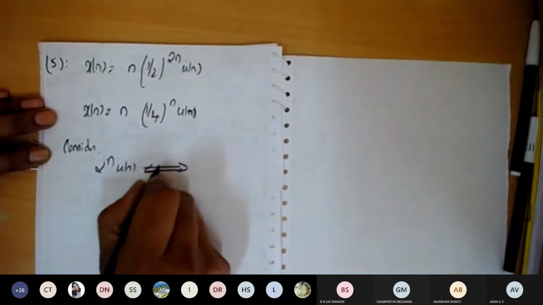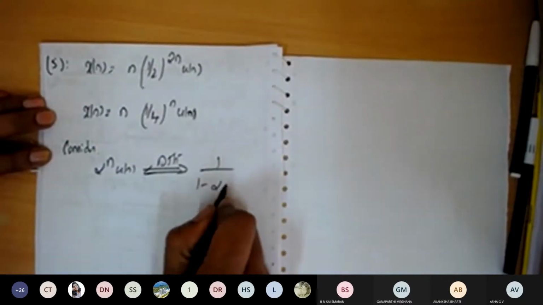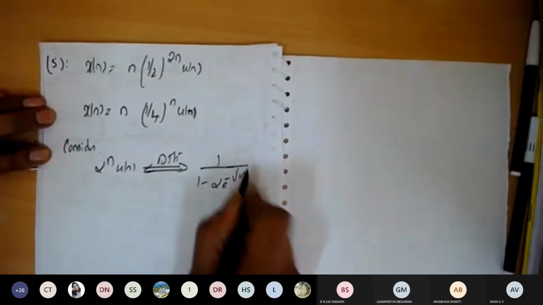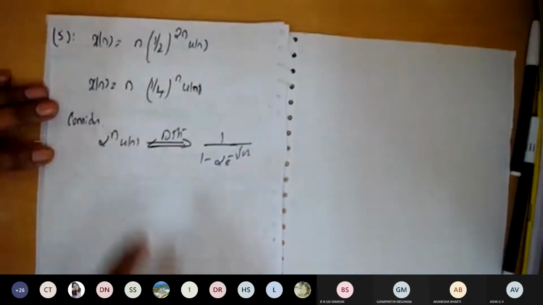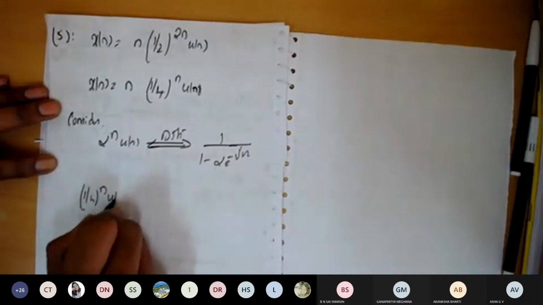Let us consider the DTFT of this one. So that is the thing, 1 divided by 1 minus alpha into e to the power of minus j omega. So we'll consider the DTFT of this one. So it is (1/4)^n into u of n.